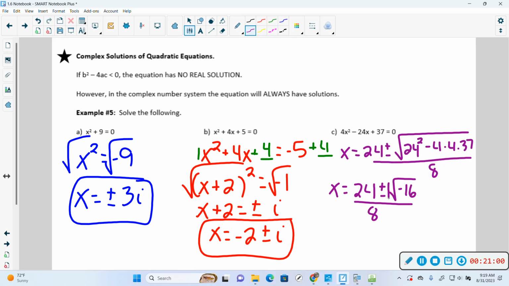I'm going to do the root. Square root of negative 16 is 4i. And now I'm going to, of course, reduce all of these down. What goes into 24, 4, and 8? 4. So let's reduce them. Or really, I'm going to get super specific here. Since you have the imaginary, I need it in a plus bi style.